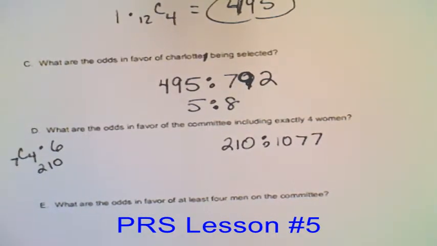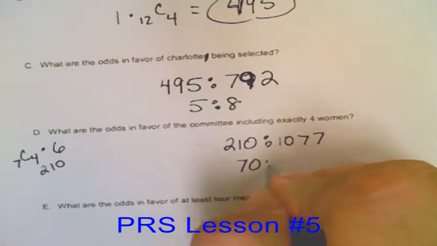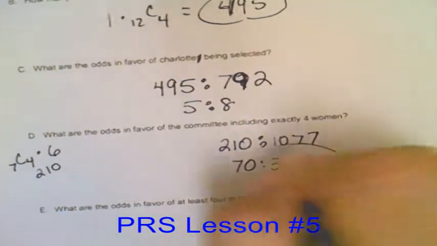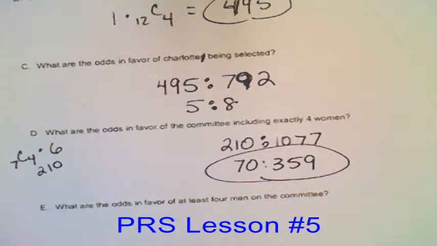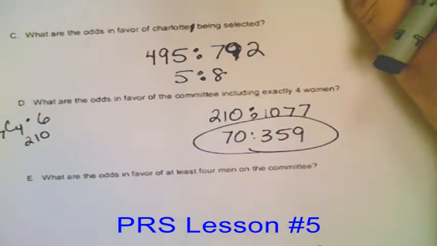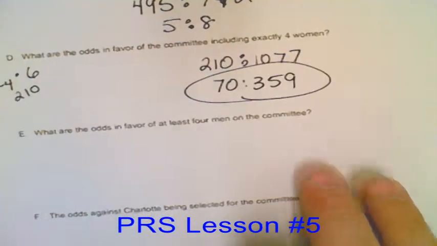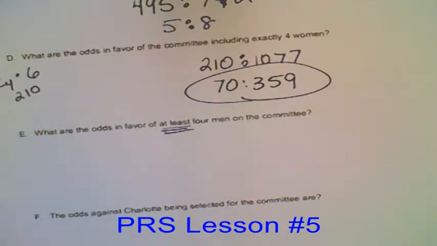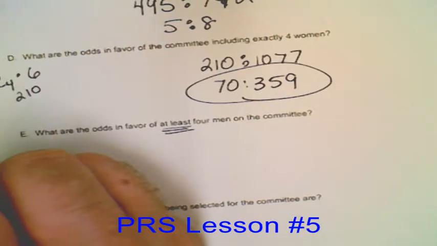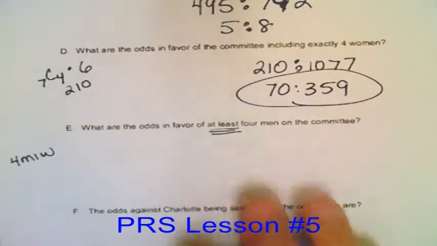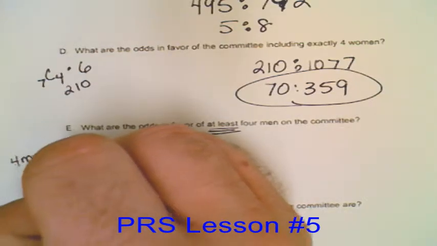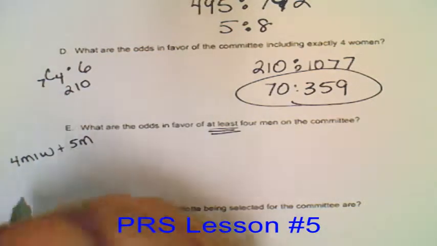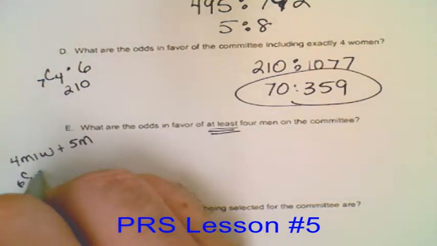What are the odds in favor of that? 210 to the ones that aren't 4 women. The ones that aren't 4 women are the total, 1287, minus the 210. So there's 1,077 committees that aren't 4 women. Okay? Now, so I could just reduce this, 210 divided by 1077, try to see if that reduces. That becomes 70 to 359. So there's your answer. Okay? So I'm using perms and cons to figure out the parts, figure out what's going on.